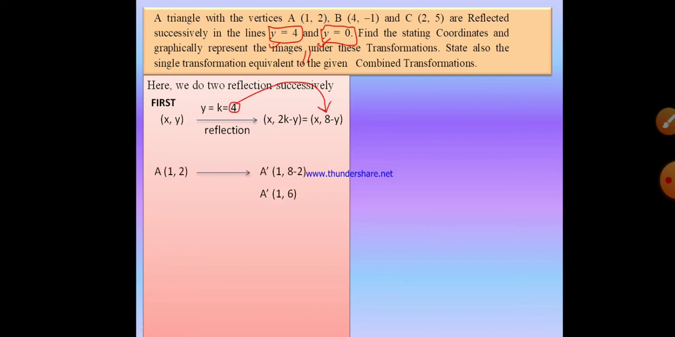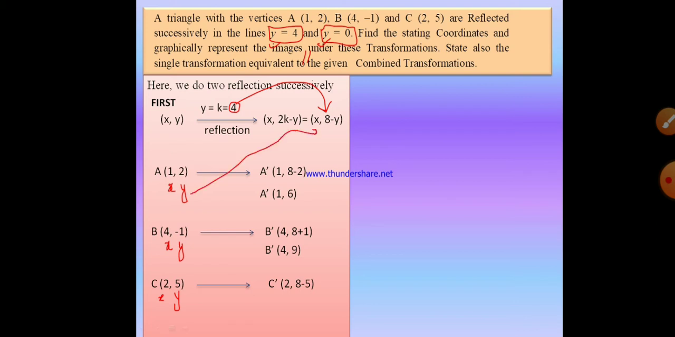So let's find A dash, B dash, and C dash from A, B, and C. Simply, in that formula, when you are finding the first images, you need to input x and y. The coordinates of the objects are x and y. You input those values very carefully in place of x and y to get the output of A dash, B dash, and C dash.